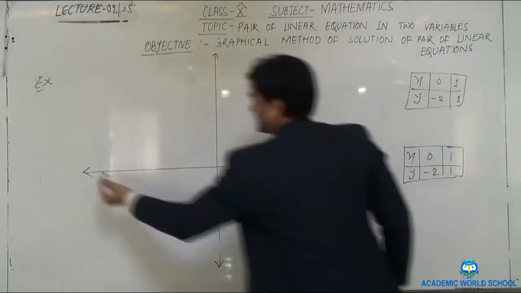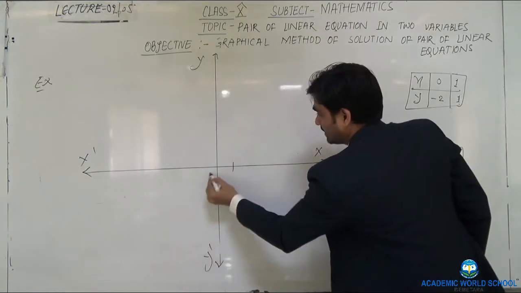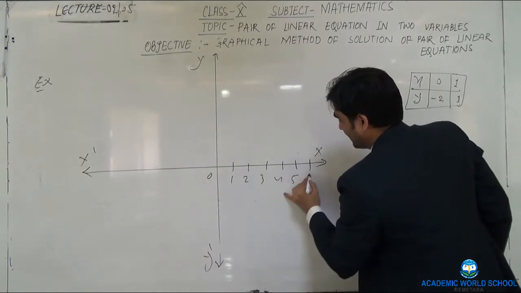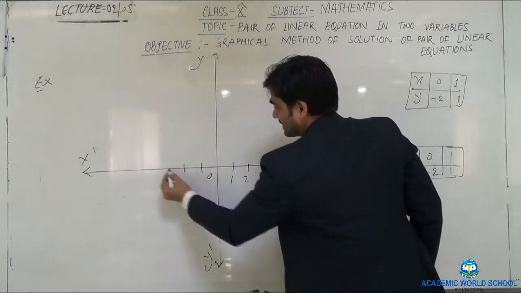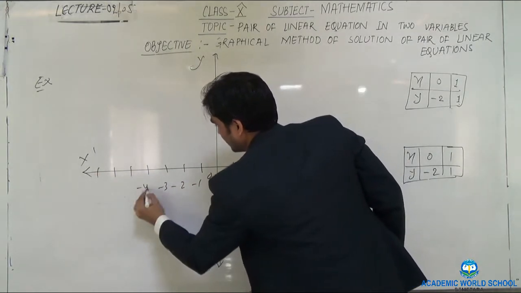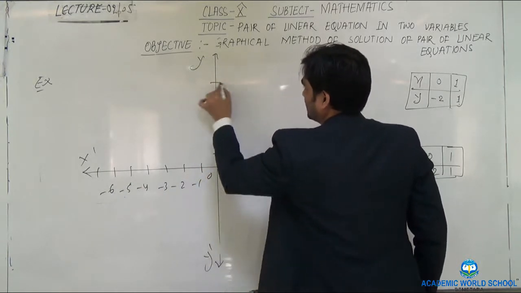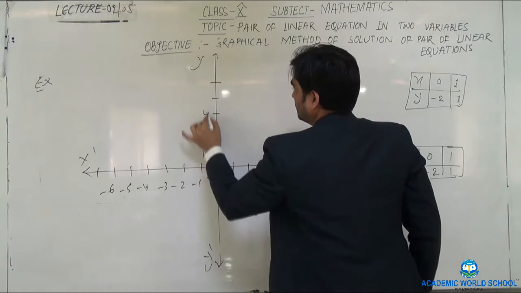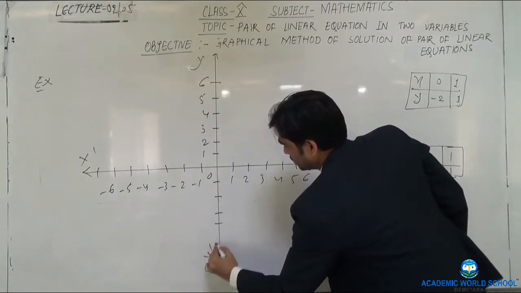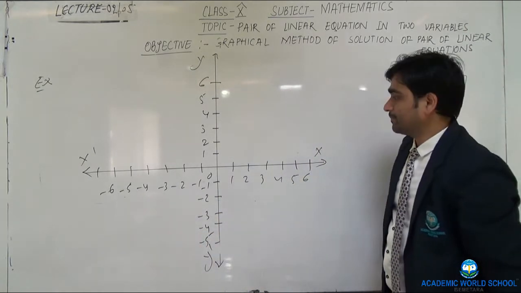Okay, x axis, y and y dash. This is the origin part. 1, 2, 3, 4, 5, 6 on that side, and minus 1, minus 2, minus 3, minus 4, minus 5, minus 6. Then 1, 2, 3, 4, 5, 6, and here minus 1, minus 2, minus 3, minus 4 and minus 5.